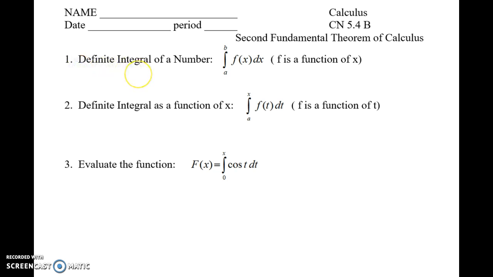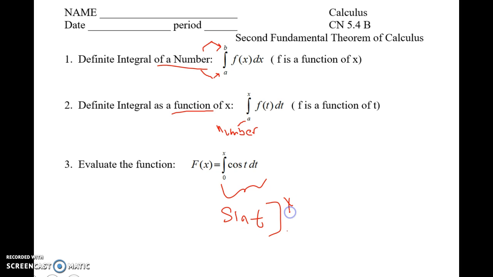Here we can see the definite integral of a number, where a and b will both be numbers, right? And then we get an actual answer. Now we're looking at definite integrals of a function. a will be a number, and then we have x, which will be a variable. So what we want to do is evaluate the integral from 0 to x of cosine t dt. What we're going to do is find the antiderivative of cosine, which will be sine t, and evaluate from 0 to x.